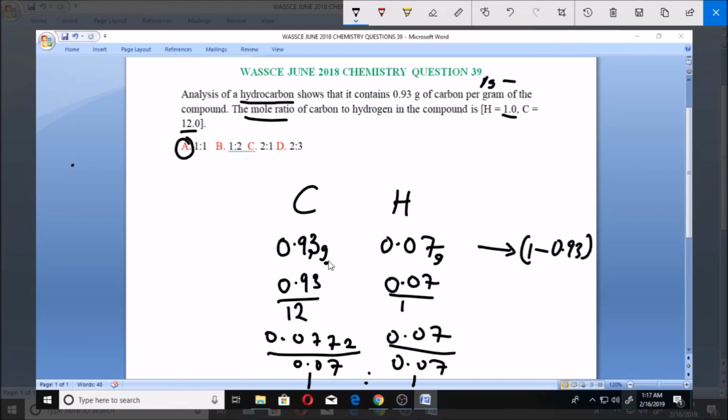First of all, the quantities given to us are in grams, so we'll convert to mole first by dividing by the atomic masses of the different elements, and the atomic masses are already given. For hydrogen it is 1, for carbon it is 12. So divide 0.93 by 12 and 0.07 by 1. Then check for the smallest and divide through by the smallest, then you get the actual ratio. So that is how you solve this.